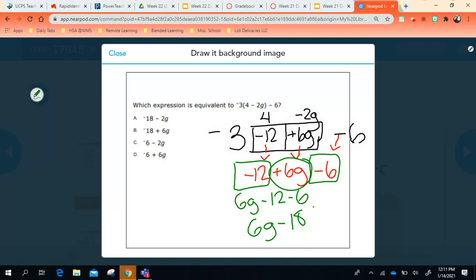So our answer is this. Now up here, which one would that be? Is there an answer up there that looks like this? Not exactly, right? It's flip-flopped. So this would be negative 18 plus 6g, which is the same thing, making our answer what? B.